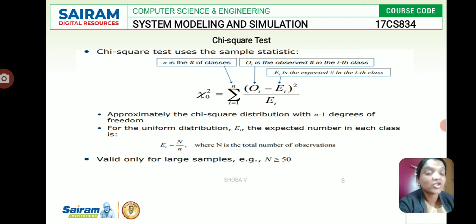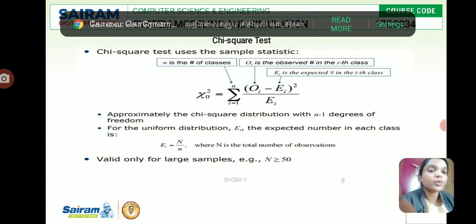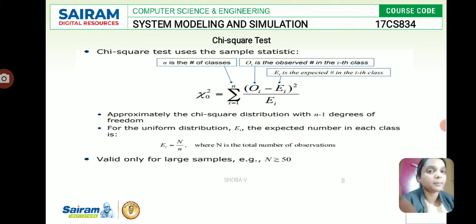Now we can see the chi-square test. This is the test with which we compare the existing distributions. Here we have a formula: chi-square naught equals the summation from i equals 1 to n of (Oi minus Ei) the whole square divided by Ei. This approximately follows the chi-square distribution with n minus 1 degrees of freedom, where Oi is the observed and Ei is the expected number in each class. This is valid only for large samples, so n greater than or equal to 50 is when this chi-square test is suitable.